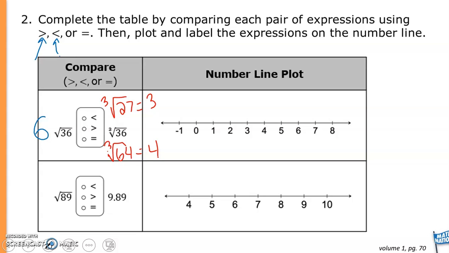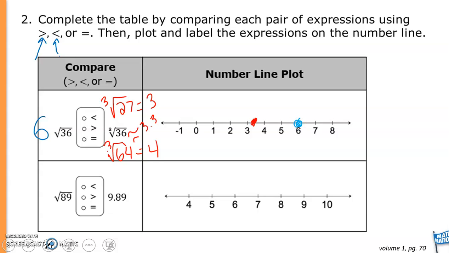36 is closer to the 27, so it's less than 3.5. Let's estimate it to be about a 3.3. When I plot that on my number line, it's about there. Not sure where that 6 went, so let's put that back, square root of 36.